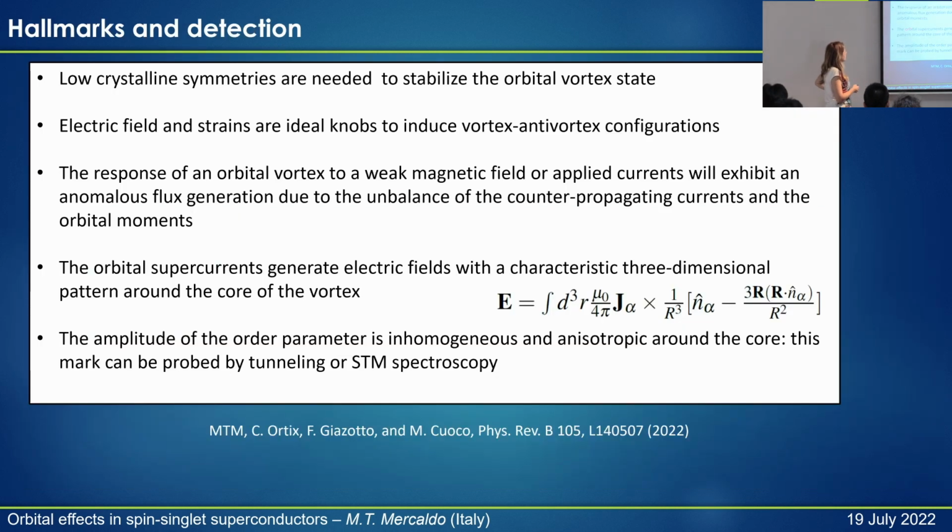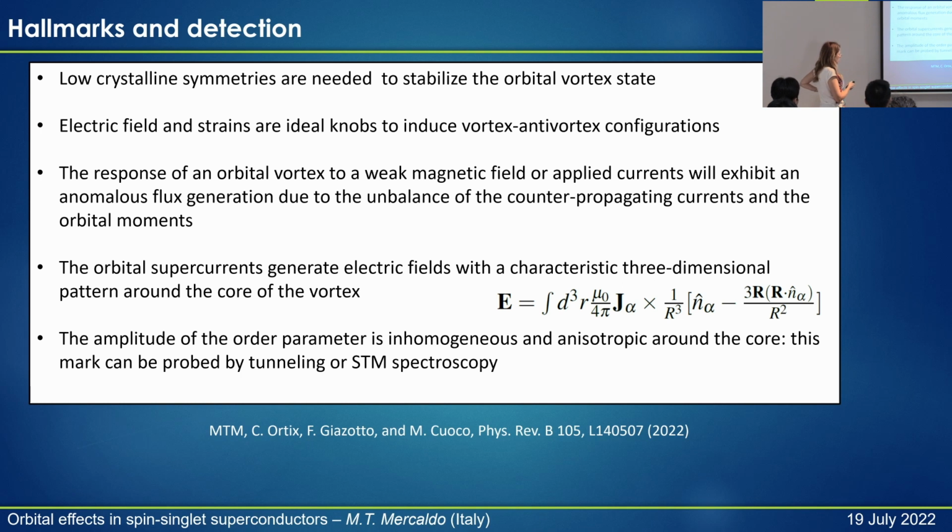Okay, so let me summarize this part. To have this orbital vortex case, we need very low symmetry. This can be done with electric field and strains, and these are also the tuning parameters, because you can tune the orbital Rashba parameter and also this other Tm, which was fixed in the analysis, which gives the extra symmetry breaking. This is also due to electric field, mainly electric field gradients, actually.